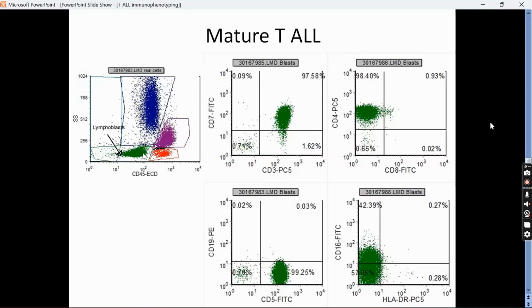The green is the blast population. See, here the blast is in the dim location. But most of the time the blast goes from the dim and touches the lymphocyte. But here it's fairly in the dim location. Okay, it is negative for CD19. It is moderate for CD5 positive. It is negative for HLA-DR. Remember, T-ALL is HLA-DR negative. Okay, so this is a type of mature T-ALL. The earlier one is a cortical T-ALL.